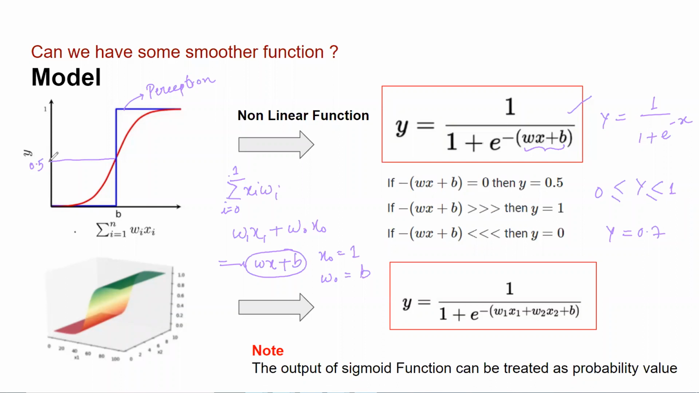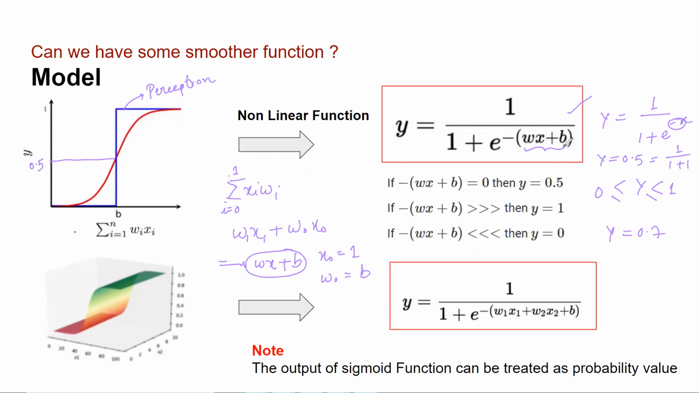When it is 0, wx plus b, both the x-axis and y-axis meet at one point. Is that when x is equal to 0? Yes, when x is equal to 0. At the moment when x is equal to 0, then y will equal 0.5. How? 1 upon 1 plus 1, right? So it is 0.5. So you are getting a 50% chance when your wx plus b is becoming equal to 0.